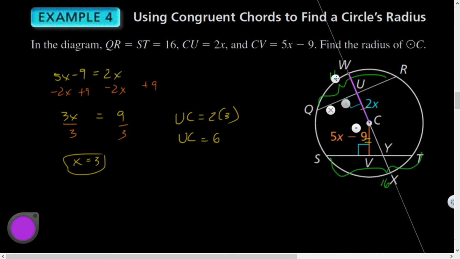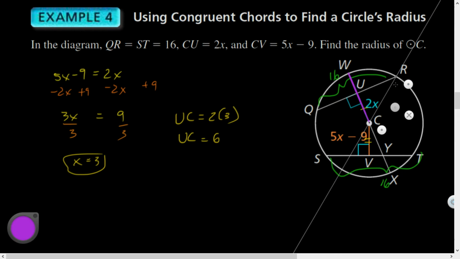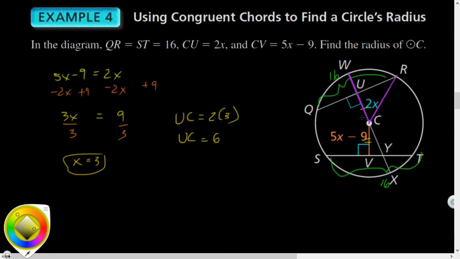There's ways that I theoretically could do that. What about this radius? That's the same distance, right? You guys agree? Those are both radii. And I now know that this 2x length, UC, is equal to 6. What's this length? UR, 8.